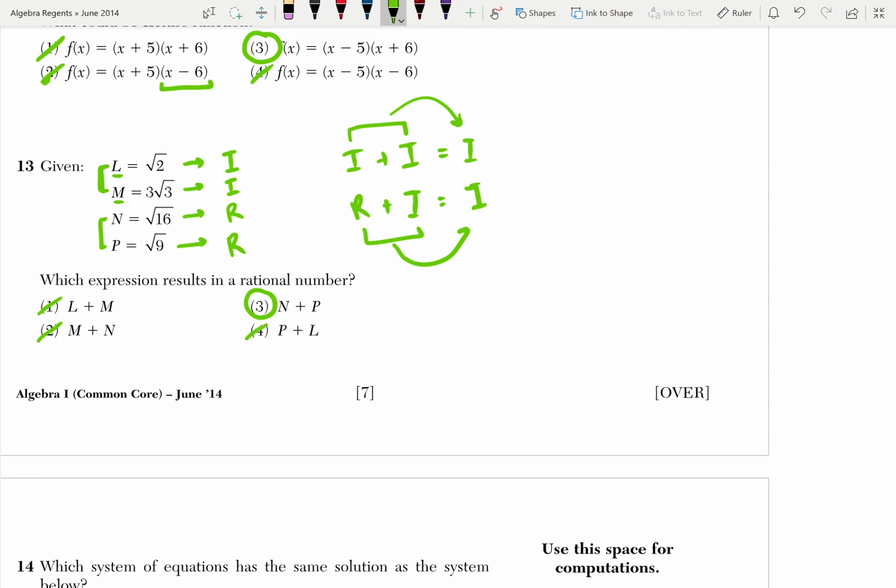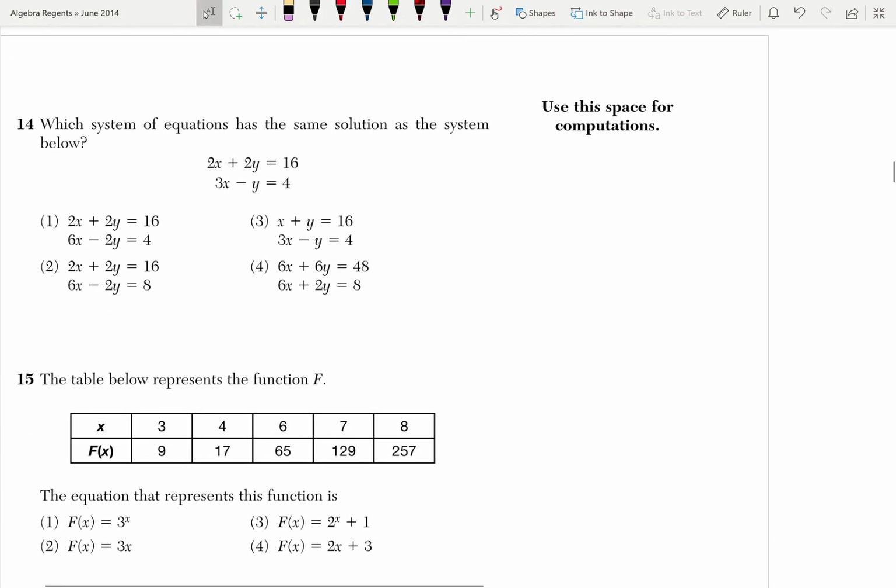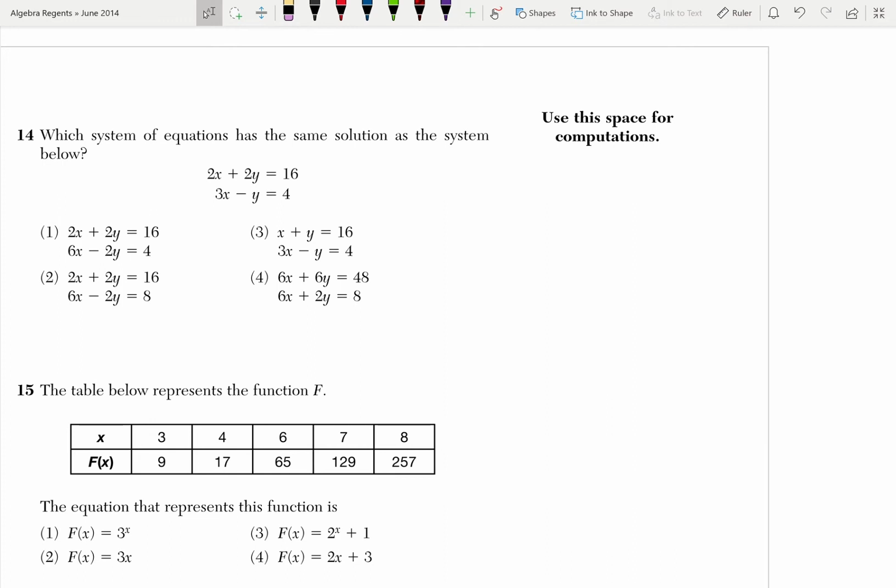All right, let's go to question 14. It asks which system of equations has the same solution as the system below. So we're going to try to use the same idea as we use in elimination when we're actually solving systems of equations. If you remember elimination, basically what we're trying to do is multiply one of these equations by some number so that we can subtract out one of the terms. Let me show you what I mean by that. Let's say I had this here. I want to multiply one of these two equations by something so that I can subtract the two and cross out one of the terms.